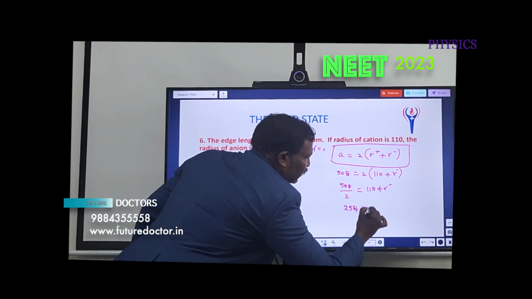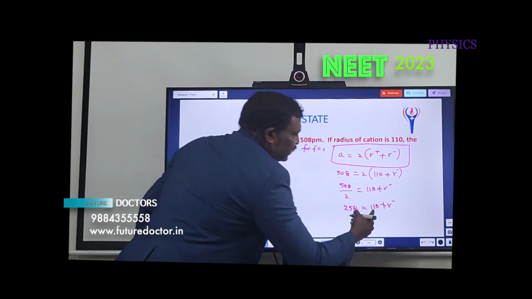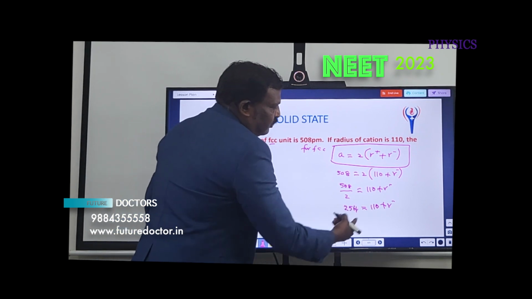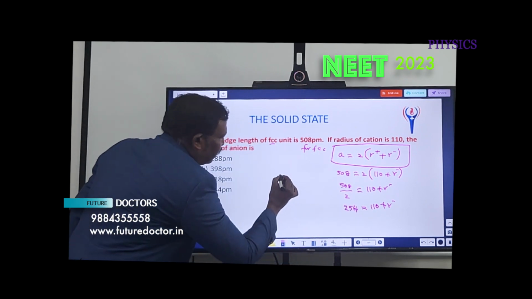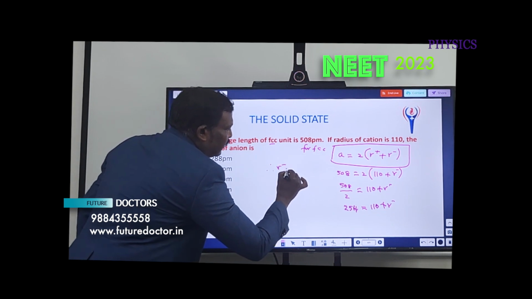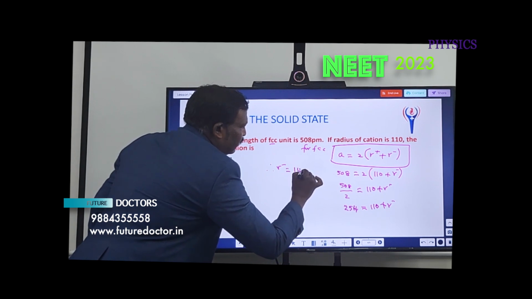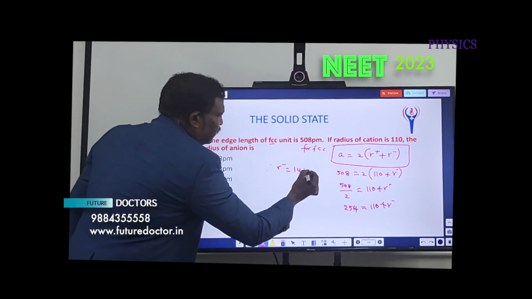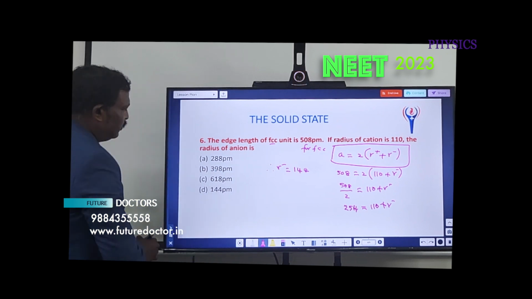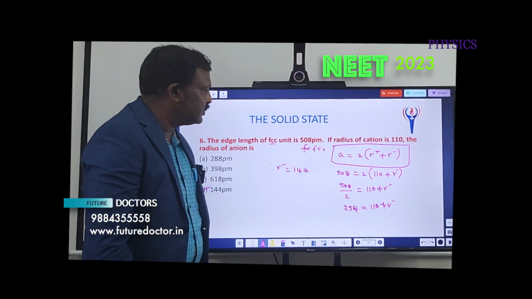When you divide, it will be 254, which is equal to 110 plus radius of anion. When 110 comes to the left hand side, it will be minus 110. Therefore the radius of anion will be 254 minus 110, which is 144 picometer. Understood? This is a formula, just keep it in mind. You need it to solve the sum.